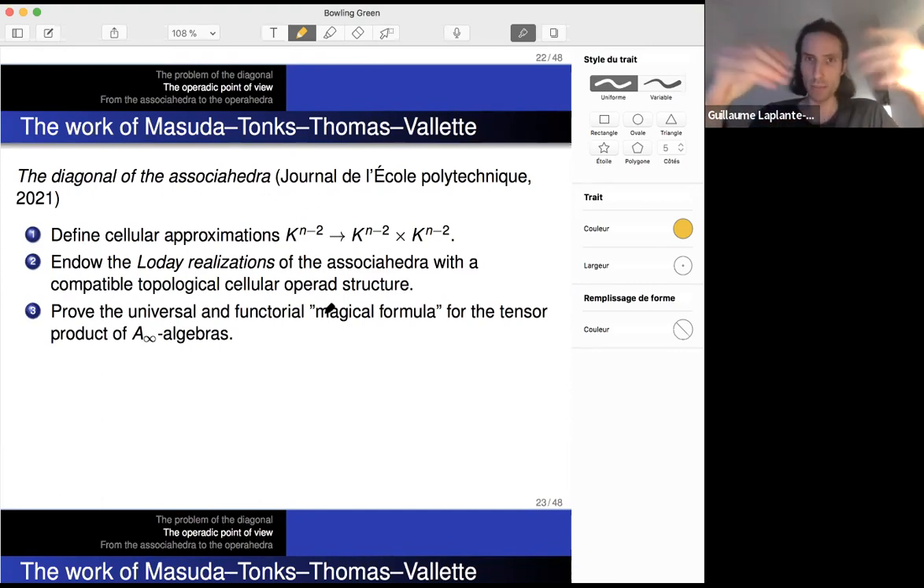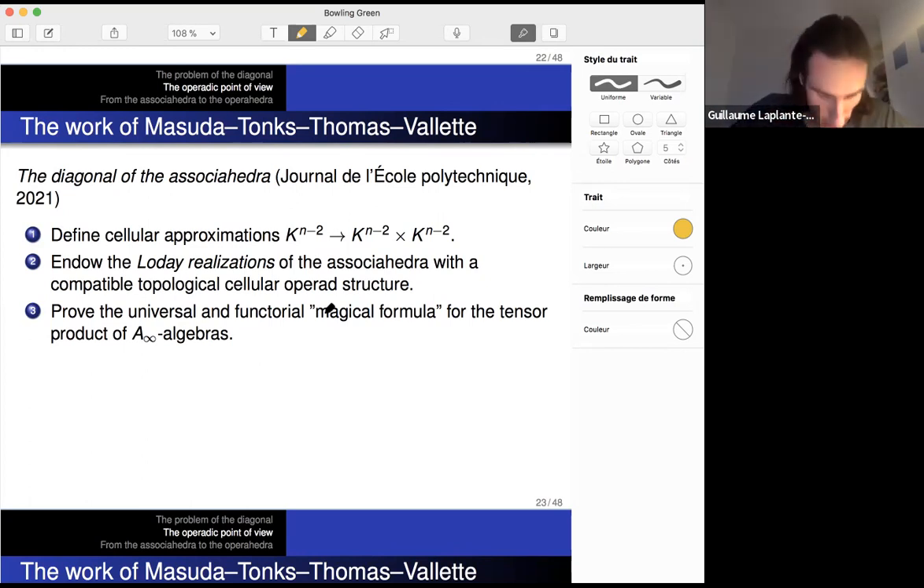Well, of course, they have to pick a certain realization of the associahedra, because you can have many polytopes whose combinatorics are equivalent to the ones of planar trees. And they endow these realizations, the Loday realizations, designed by Jean-Louis Loday, which are very elegant realizations of the associahedra, with a compatible operad structure. And they prove, finally, a formula for the image of this diagonal approximation.